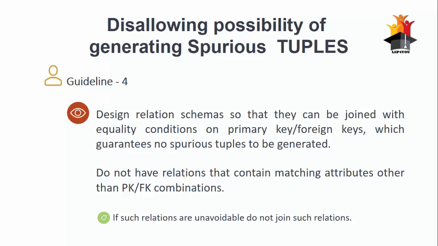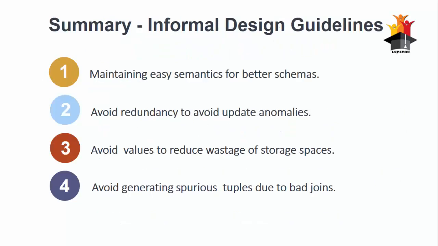Design relation schemas so that they can be joined with equality conditions on primary key foreign keys, which guarantees no spurious tuples to be generated. Do not have relations that contain matching attributes other than primary key foreign key combinations. If such relations are unavoidable, do not join such relations. We'll summarize the informal design guidelines: maintaining easy semantics for better schemas, avoiding redundancy to avoid update anomalies, avoiding nulls to reduce wastage of storage space, and the last, avoiding generating spurious tuples due to bad joins.